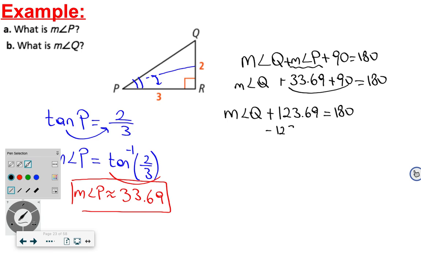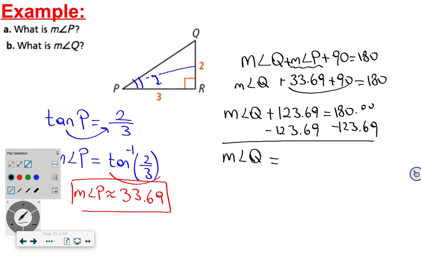If you subtract 123.69 from both sides, you will get that measure of angle Q is going to become, if you subtract two decimal numbers, 10 minus 9 is 1, 9 minus 6 is 3, 9 minus 3 is 6, and 7 minus 2 is 5. So 56.31 is the measure of angle Q.